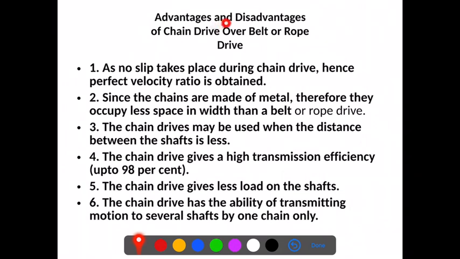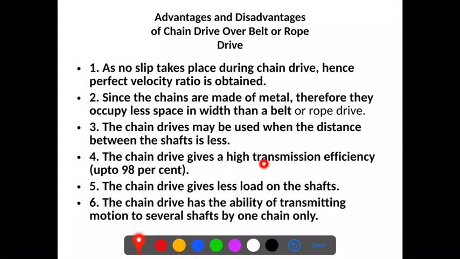Now we will see the advantages and disadvantages of the chain drive over the belt and rope drive. First, as no slip takes place during chain drive, perfect velocity ratio is obtained. That is an obvious advantage. Second, since the chains are made of metal, they occupy less space, so we have a comparatively compact arrangement compared to the belt or rope drive. Then chain drives may be used when the distance between the shafts is less.